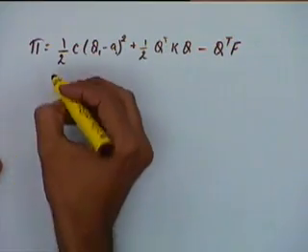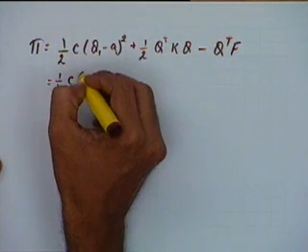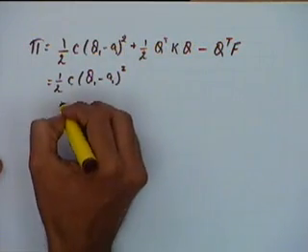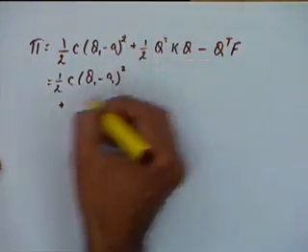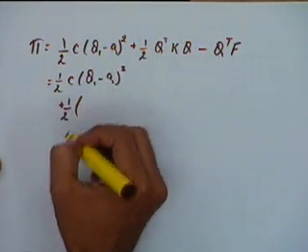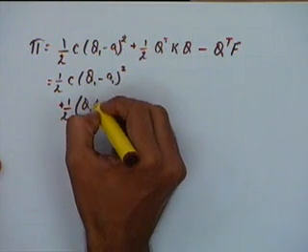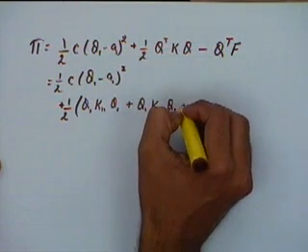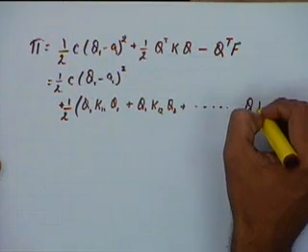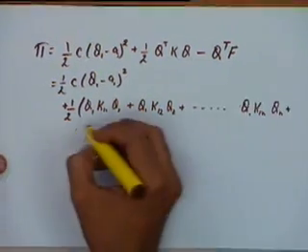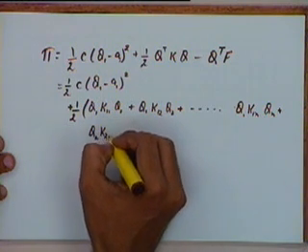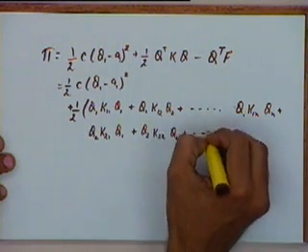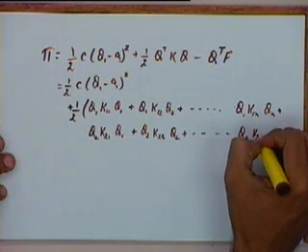So I have this expression, again I will write this as half of C into Q1 minus A1 whole squared plus, I will expand this term, which is half of the same as what I had written yesterday, Q1 K11 Q1 plus Q1 K12 Q2 plus so on up to Q1 K1n Qn plus Q2 K21 Q1 plus Q2 K22 Q2 and so on up to Q2 K2n Qn.